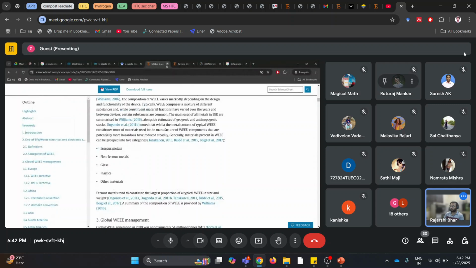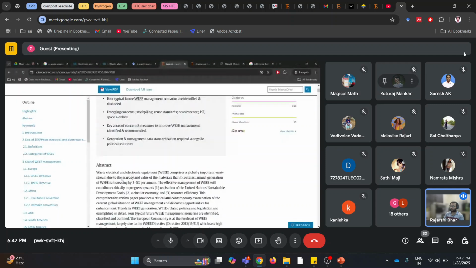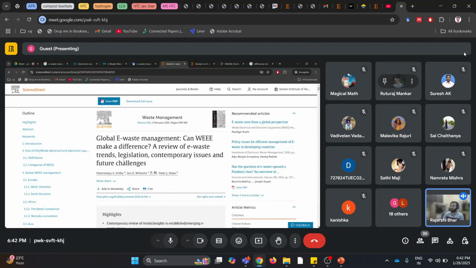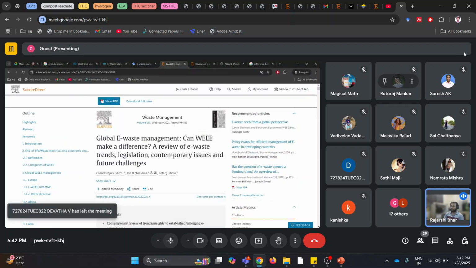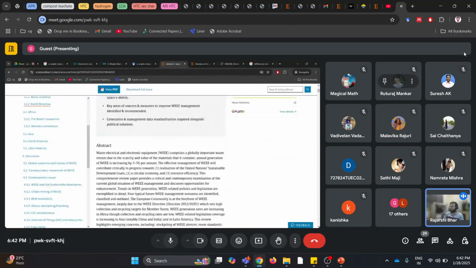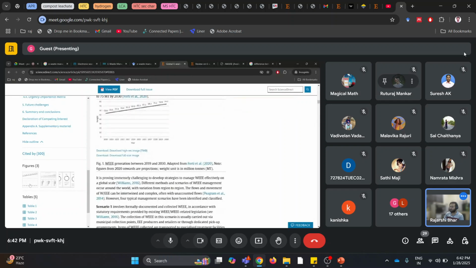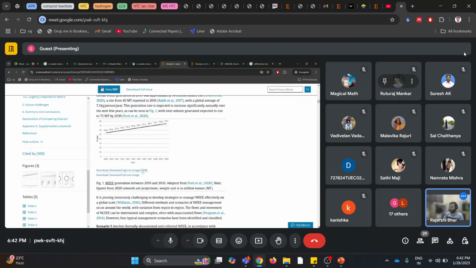So now let's look at the other paper. This paper is titled Global E-Waste Management: Can Waste Electrical and Electronic Equipments, WEEE, make a difference? It's a review focusing mostly on the recent trends, legislations, contemporary issues, and future challenges that there might be. Again, we will first look at the figures, but here there are fewer figures.